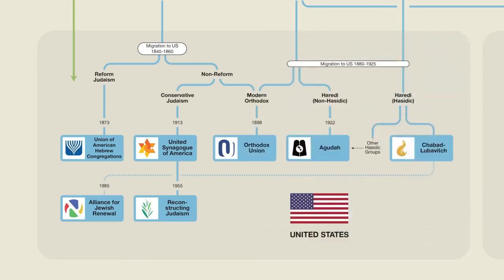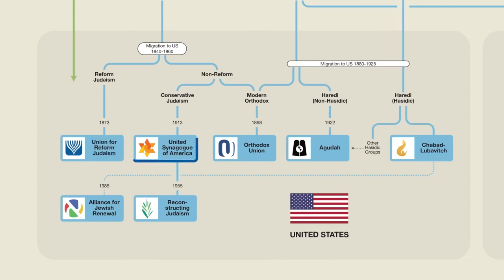What happened next was that many of those Eastern European Jews ended up migrating to the U.S. between 1880 and 1925 due to persecution in Russia. They were even more conservative than the conservatives and thus became known as Orthodox. Therefore, we ended up with three main denominations or branches within American Judaism. The Union of American Hebrew Congregations ended up being the main organization for Reform Jews, eventually changing its name to the Union for Reform Judaism.